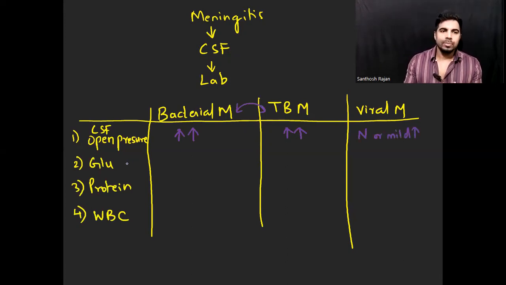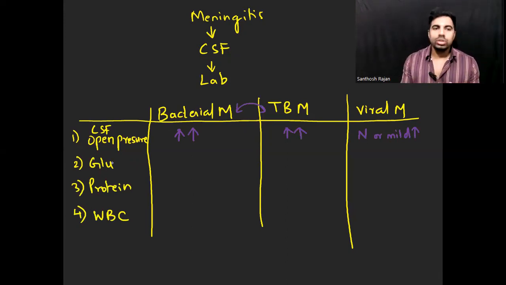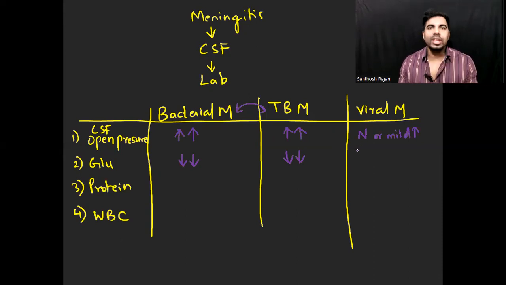Glucose: bacteria are bigger, I told you, so they need more glucose. They eat more glucose, right? So when the bacteria eat all the glucose, the CSF glucose level will definitely go low. It is decreased in both TB and bacterial meningitis. In viral, there is no need for glucose, it's small. Remember like that. The virus is small, it doesn't need glucose. So it will be normal.